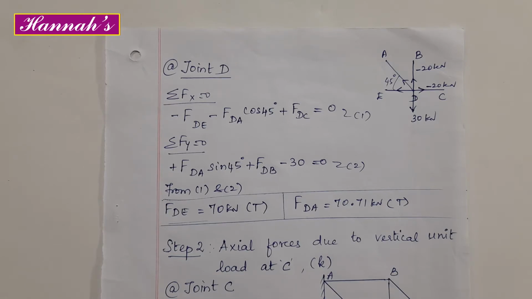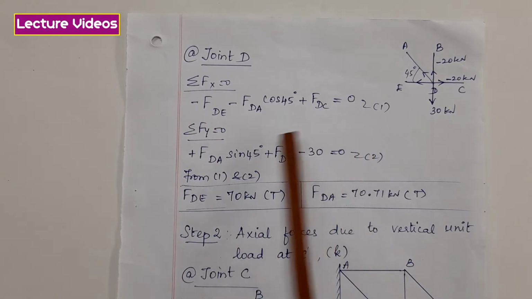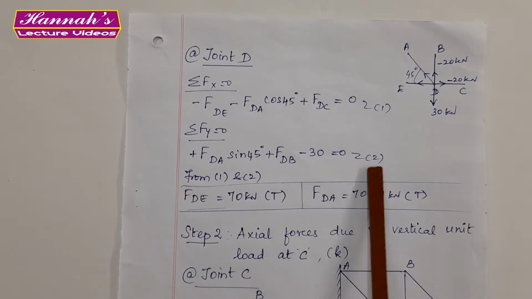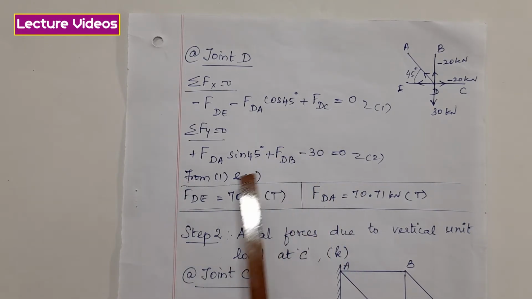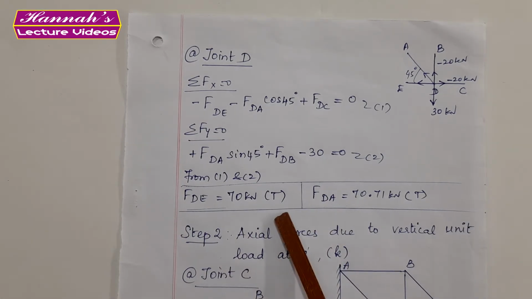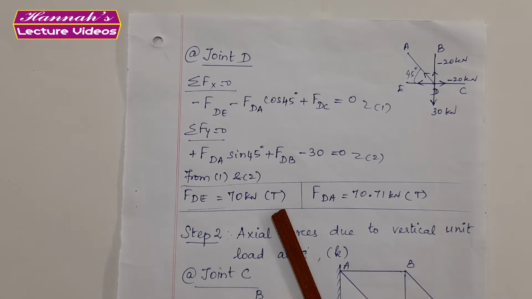Sigma Fx equal to 0 and sigma Fy equal to 0, the two equilibrium equations are written at joint D. Summation of all the x directional forces is equated to 0. Summation of all the y directional forces is equated to 0. Solve simultaneously to get the values of FDE and FDA. For the given loading, we have analyzed and solved to get the member forces in all the members of the truss.